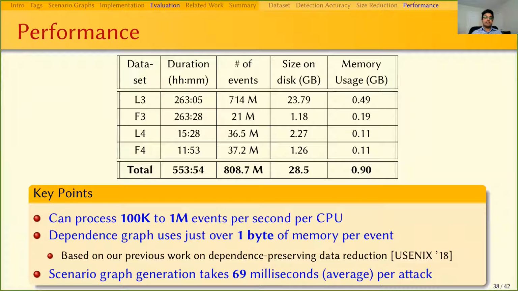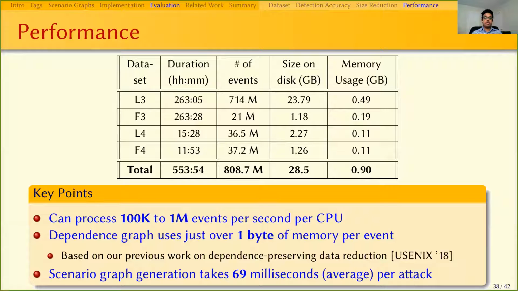The dataset we tested our system on had a total duration of 553 hours with 800 million events in total. Morse is able to consume this data and construct the dependency graph on the fly. Our system can process 100,000 to 1 million events per second per CPU.